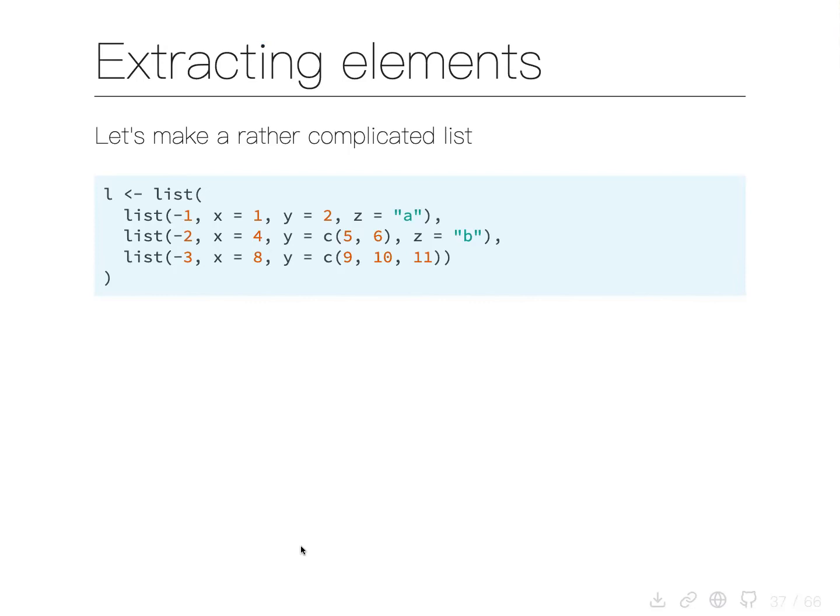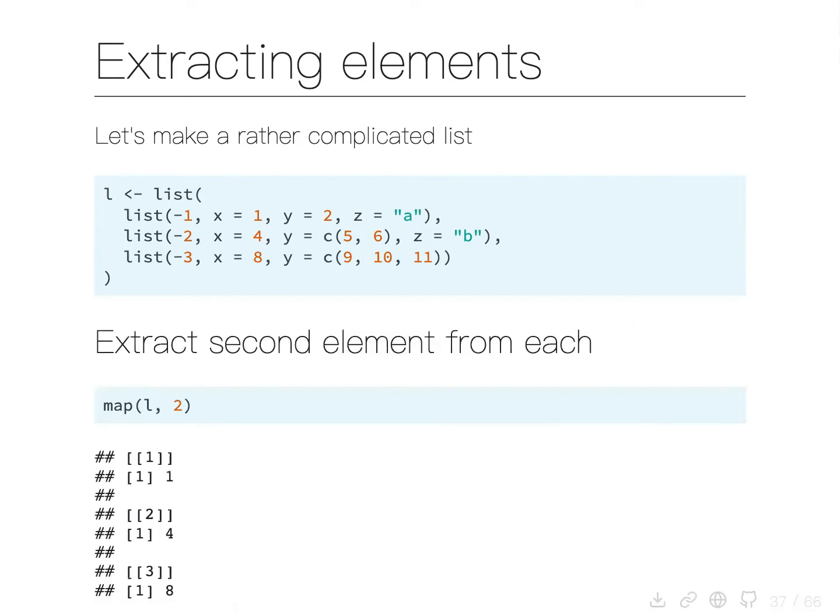Okay, so this is a rather complicated list for a couple of reasons, right? First, it has 3 lists within 1 list. And second, we have no named elements on this first one, and then we have x, y, and z, but z is missing on the third one. So we have z for the first 2 lists, but not for the third one. So with map, we could extract just the second element of each list like this.